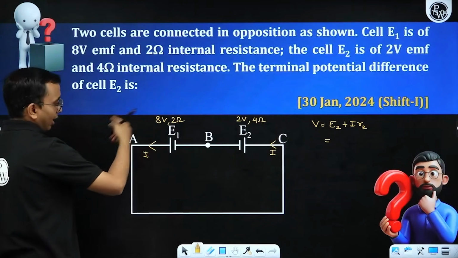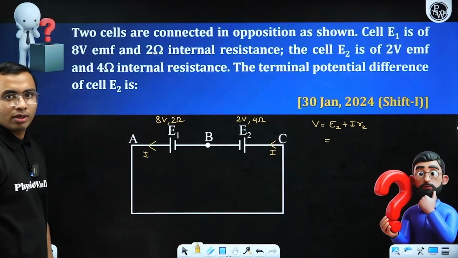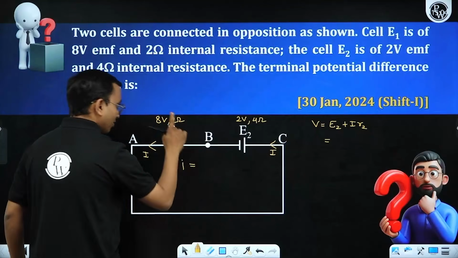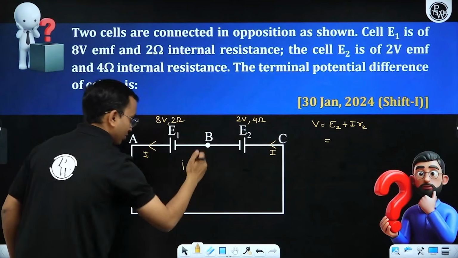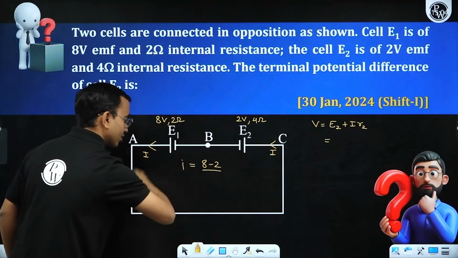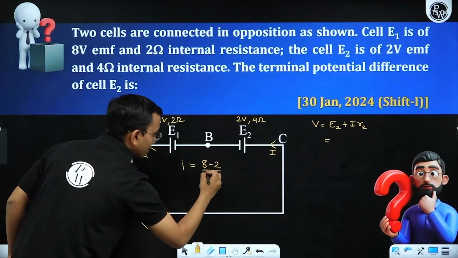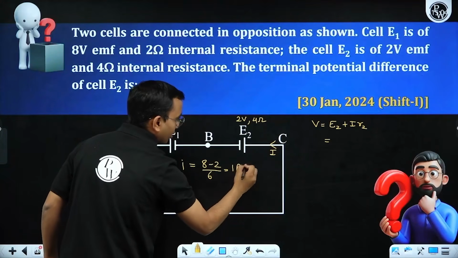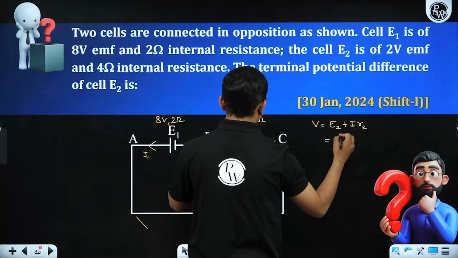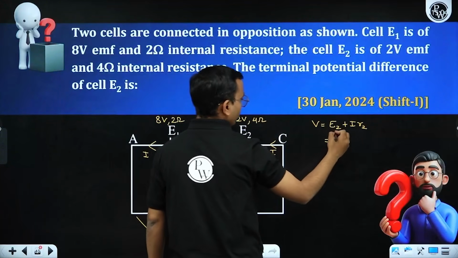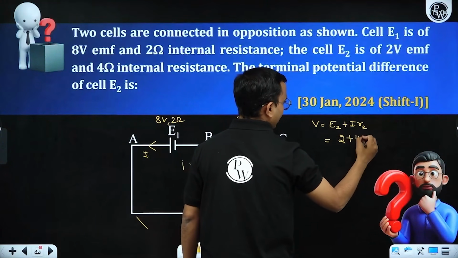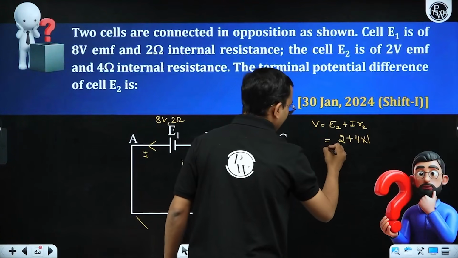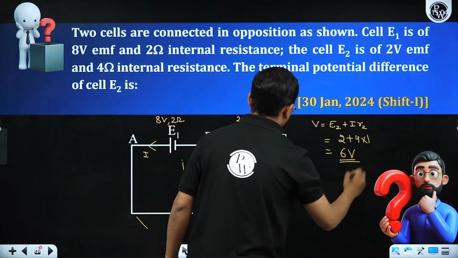What is I, by the way? To write I, either I can move in the loop and write the Kirchhoff loop rule and write the equation, or directly I can say I is equal to my total EMF. Total EMF will be 8 minus 2, because opposite sense, divided by total resistance in this loop. How much? 2 plus 4, 6. So this is 1 ampere. Put I as 1 ampere here. E2 is 2. So 2 plus 4 into 1. Is it right? This becomes 6 volt.